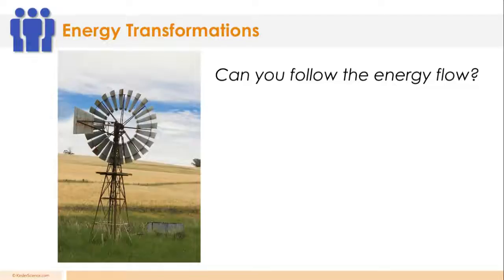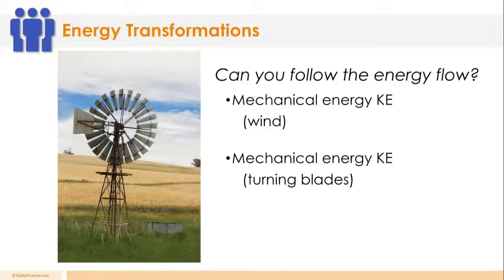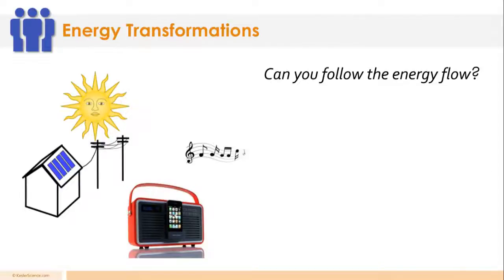So let's see if we can follow the energy flow in these examples. In this example, we have mechanical energy from the wind. That wind moves those blades, which is mechanical energy as well, and turns the blades. And then that blade turns the pump that's there to pump water out of that well. And so even though they're all mechanical energy, you see that it still transfers from one type of mechanical energy into another.